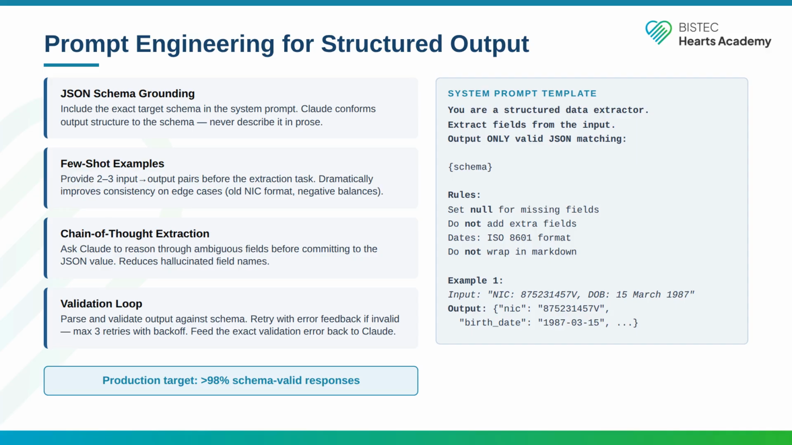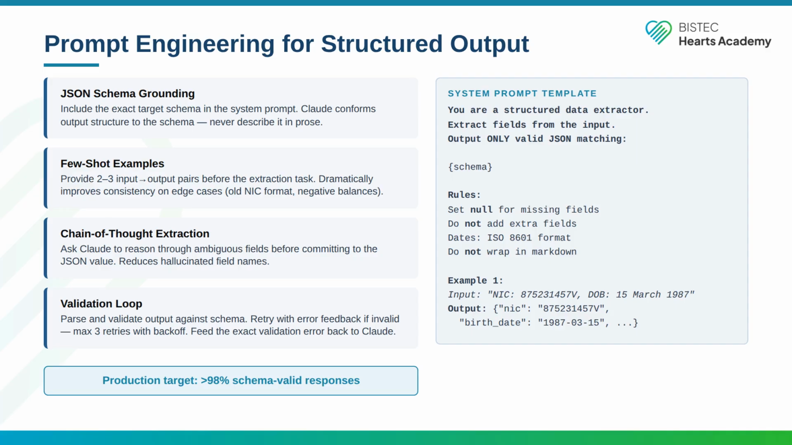The validation loop is a production requirement. Ask for the output JSON. Validate it against the schema using a library like jsonschema. If validation fails, extract the specific error message and include it in a retry prompt to Claude. Cap retries at 3. If all three attempts fail, route the input to a manual review queue rather than discarding it silently.